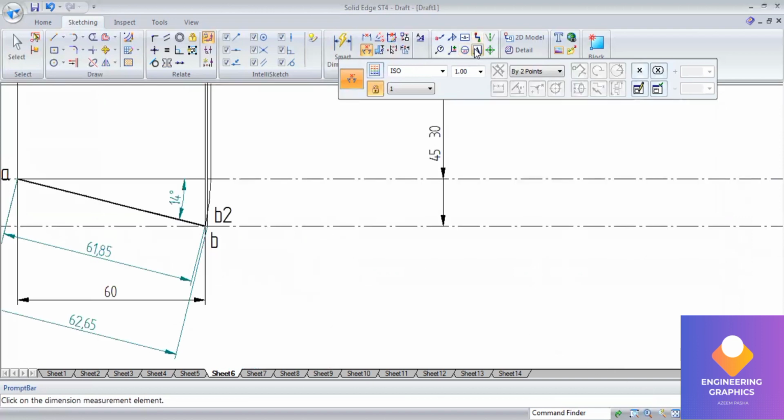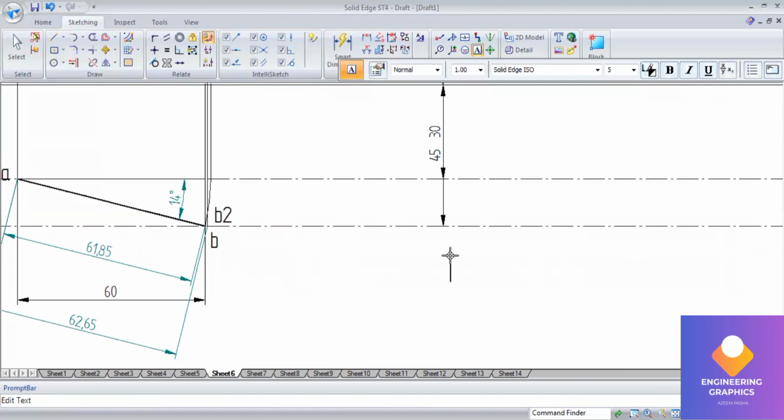So that completes the problem. You can mention true length will be same here.